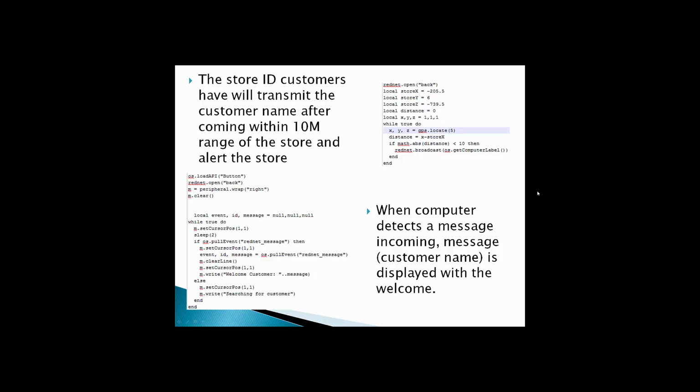The store receives the user's information. It will detect that through the os.pullEvent function. It will save the data received as event, ID, and message. The message will be processed as the name of the owner, and it will pull up the text file containing the credit amount of the owner with that name, and put that on the screen with the welcome message.